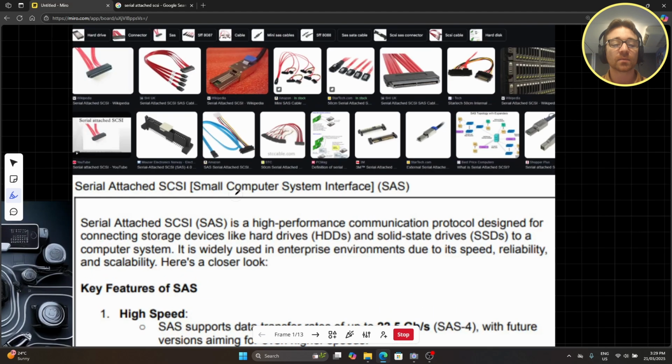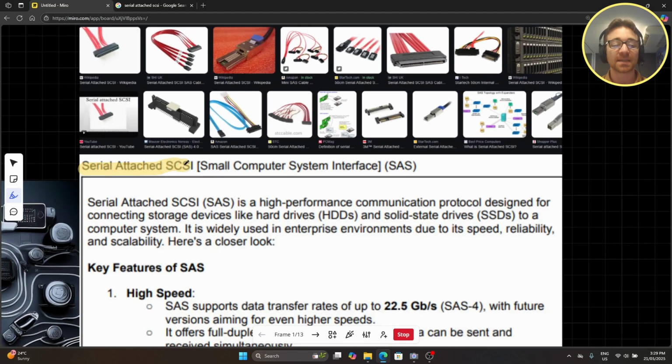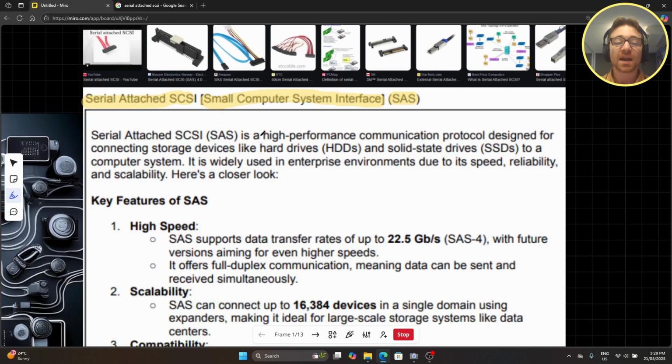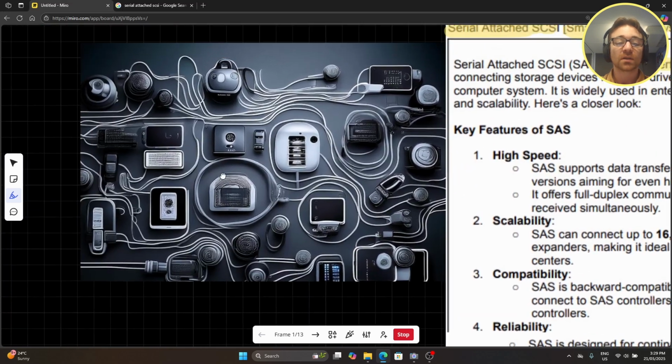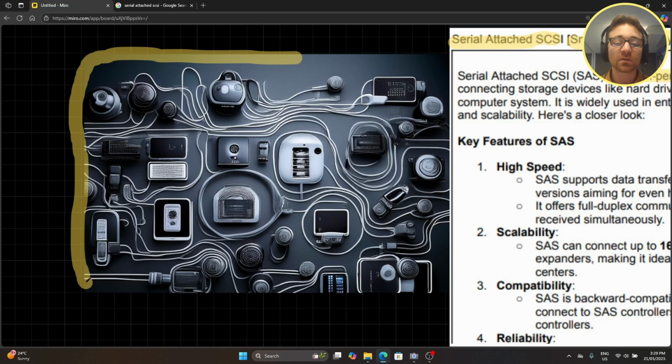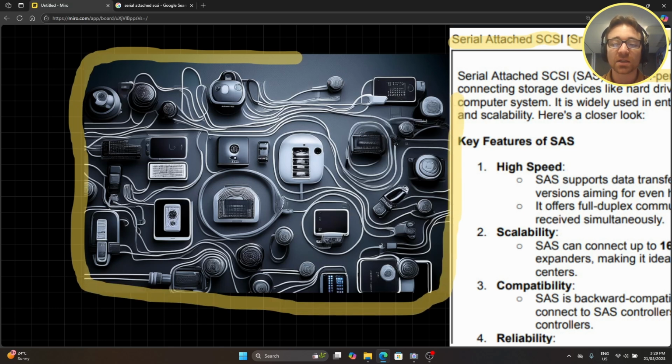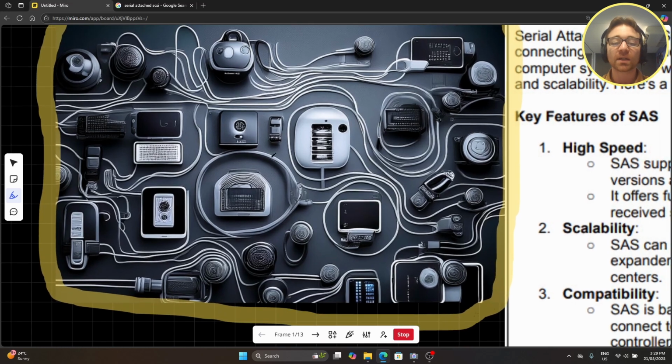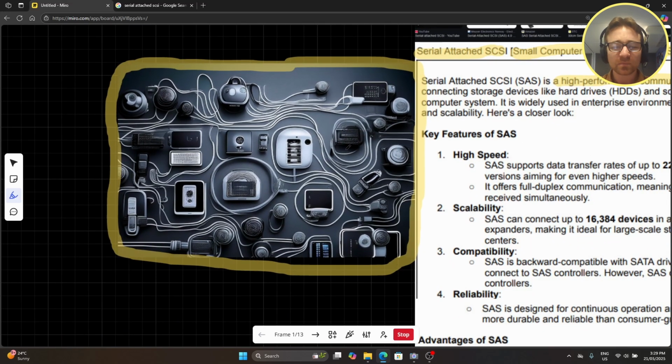The next one is something called Serial Attached SCSI, or Small Computer System Interface. On your exam, they're most likely to refer to this as SAS, not as in the Special Forces from the UK, but as in SAS, Serial Attached SCSI. Now, this is a high performance communication protocol, and it's generally used to connect devices within an enterprise setting. If you're using SAS, it's probably going to look something like this, right? What we see in this image here is a wide variety of different devices all connected together.